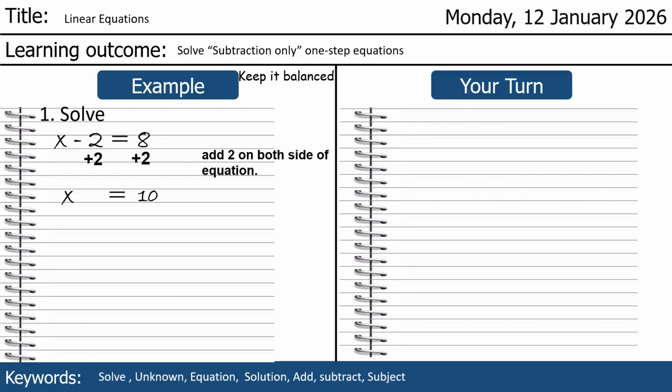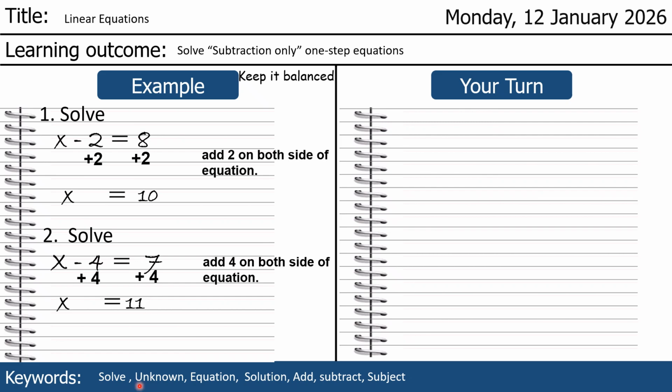Let's look at our next example. Solve x minus 4 is equal to 7. Using the reverse operation method, the reverse of minus 4 is add 4. So we add 4 to both sides of the equation. And we add 4 to the right hand side of the equation as well. And this means x will be equal to 11.